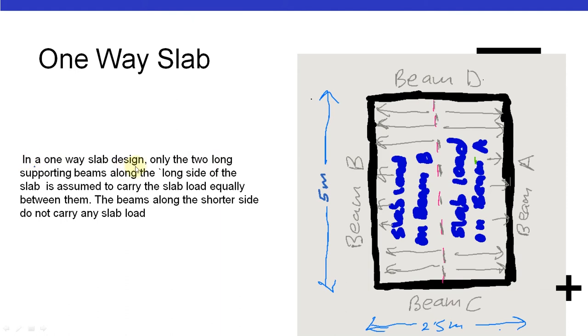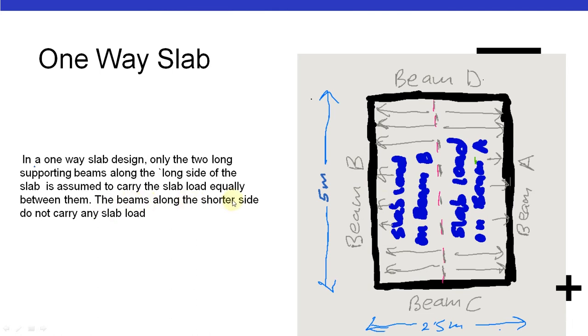In a one-way slab design, only the two long supporting beams along the long side of the slab are assumed to carry the slab load equally between them. So looking at this diagram, the two long beams are beam A and beam B. So in a one-way design, they carry the whole slab load. They share the slab load between them. Beam A carries half of the total slab load and beam B carries the other half.